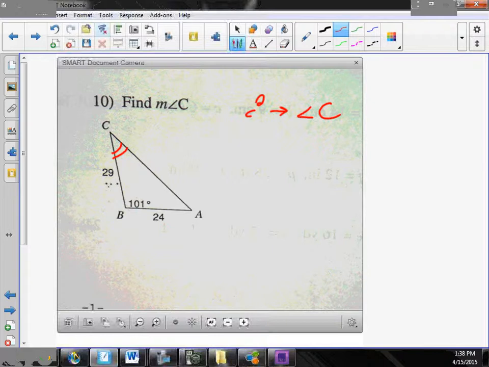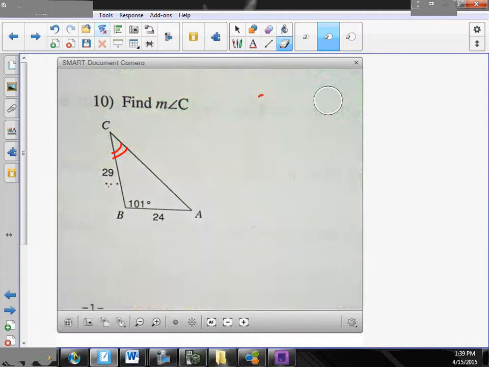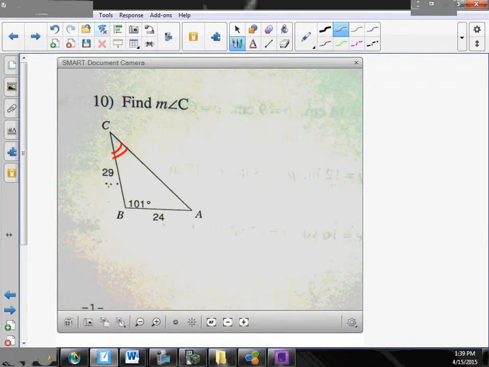But can I use the c squared equation right now? No, because I'm missing side B. In order to figure out an angle, you need all three sides. So we'll have to do that in a minute. In order to find little b, I have to use the b squared equation. Once I know what that is, then I switch and use the c squared equation to find angle C.